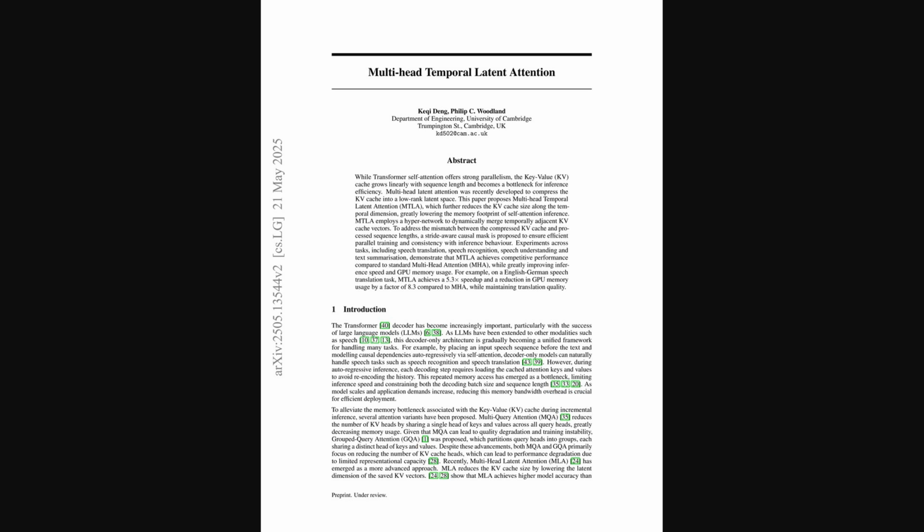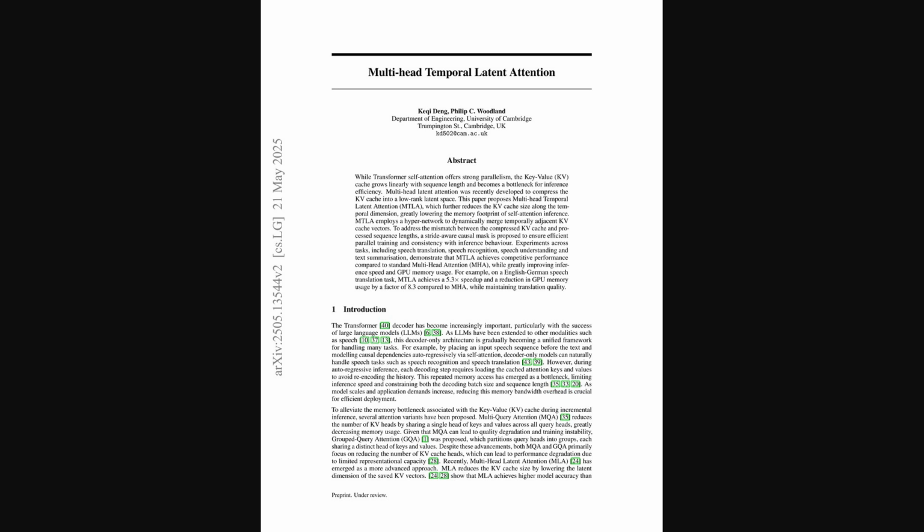I am Alex. So today we're looking at multi-head temporal latent attention, a paper from May 19th, 2025, trending on Papers with Code. It tackles the large memory footprint of the key value cache, or KV cache, that's temporary storage in transformer models used for efficient inference.